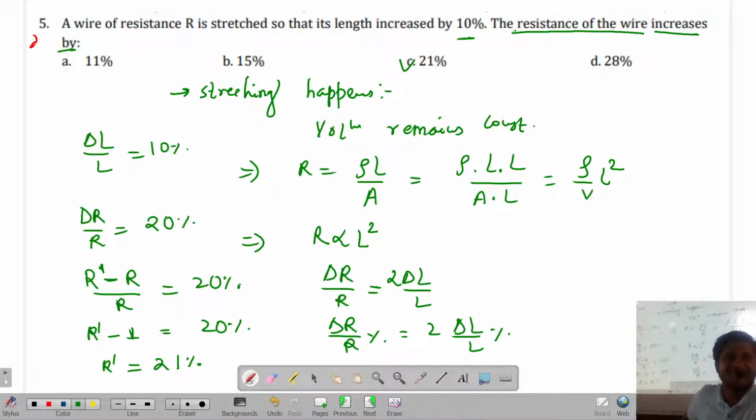Silly mistake everyone will do now. Everyone will either write 20% or they will write 10%. If 10% would also have been an option, everyone will either write 20% or 10%, but the answer is actually 21%. Got it or not? How many have done this problem correctly? Okay, good. Can I move ahead?